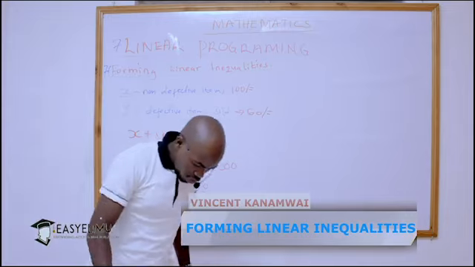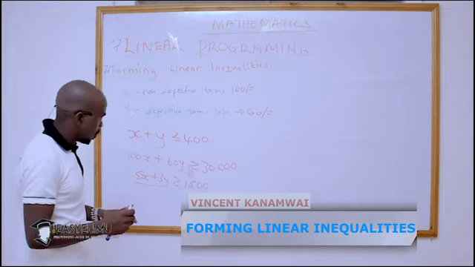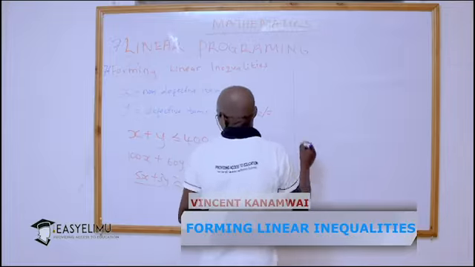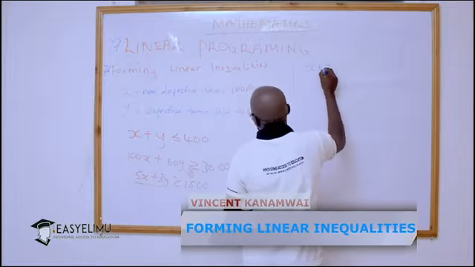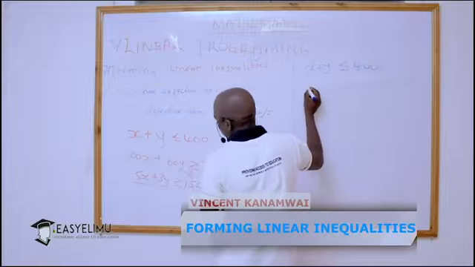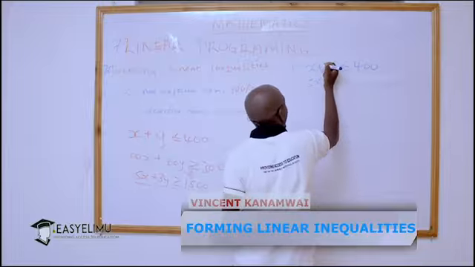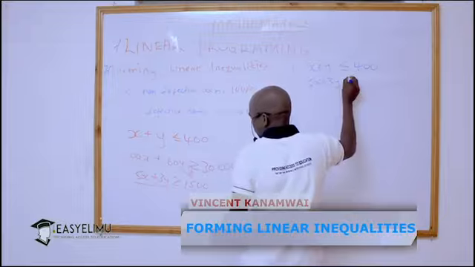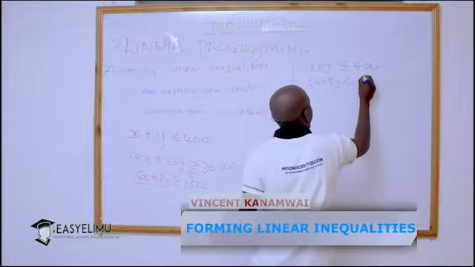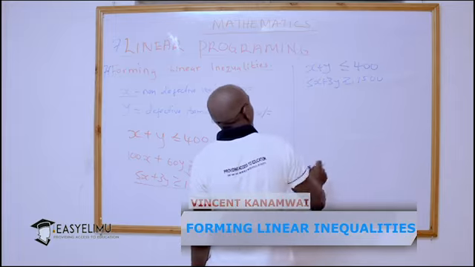And then we have been told, form all inequalities to represent the situation. So we have found out that X plus Y should be less than or equal to 400, and also on simplification 5x plus 3y is greater than 1500. So it's greater than 1500.